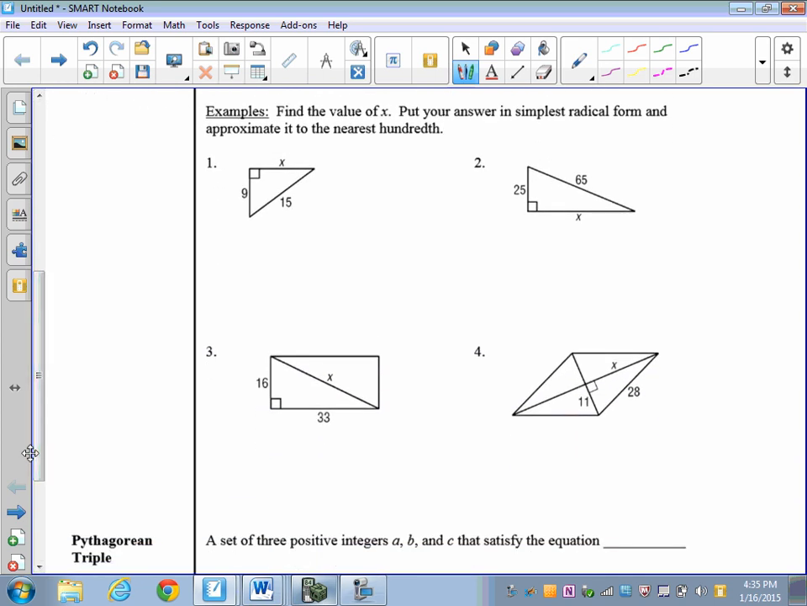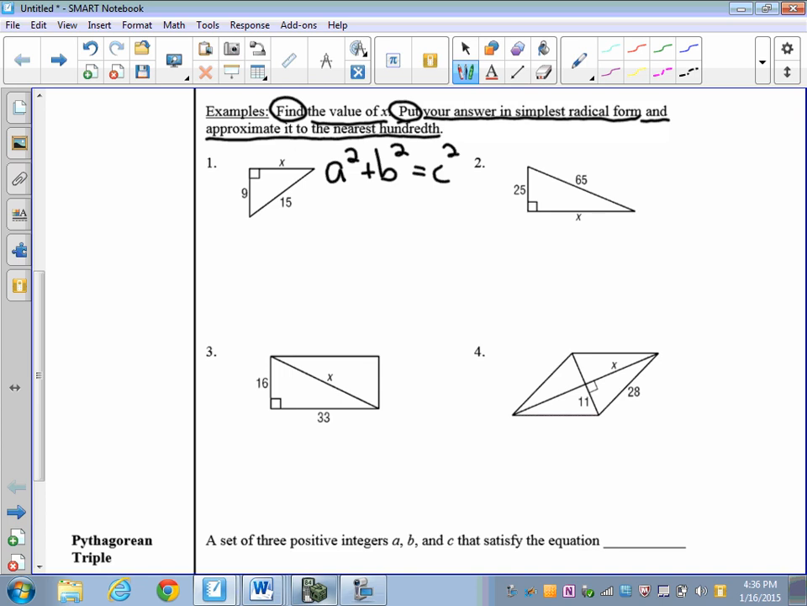So we're just going to use the Pythagorean theorem. We're going to find the value of x, and we're going to put our answer in simplest radical form and approximate it to the nearest hundredth. So we have the Pythagorean theorem for all of these. They're all right triangles. These only work on right triangles. The name of this unit is right triangles.